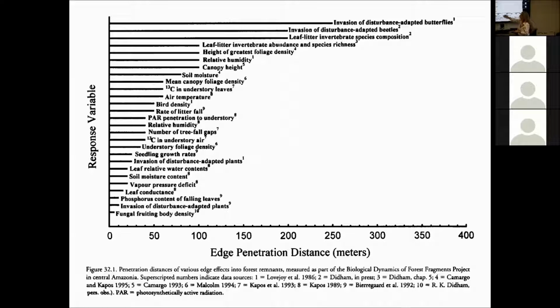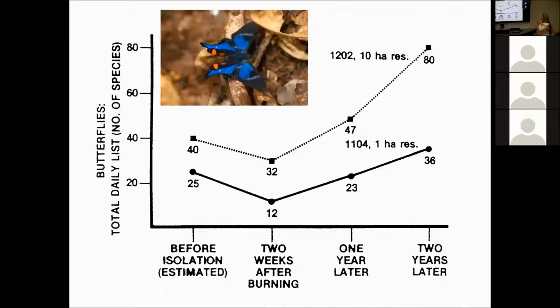So the edge effects, this is just a bunch of these that happen in the fragmented forest. They can be all kinds of different things, like soil moisture content goes maybe about 25 meters into the forest. I don't know what the difference is between soil moisture content and soil moisture, but there's another one that goes in about 100 meters. Relative humidity goes in about 100 meters. So you get different kinds of edge effects depending on the particular variable you might measure, at least in this study site. And so let's go back to some of the organisms.